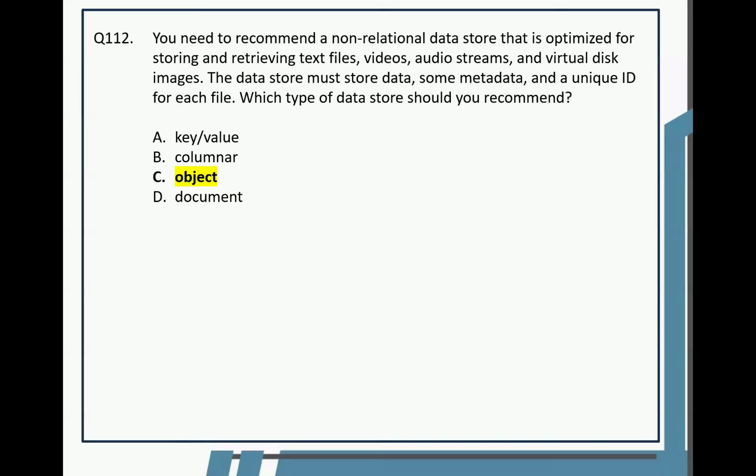Now, key value is optimized for fast lookups using a key, usually for small discrete pieces of data like user session info or cache. Columnar is optimized for analytical queries on structured data in tables rather than rows. And document stores semi-structured data like JSON, XML, or BSON, making it good for application data.